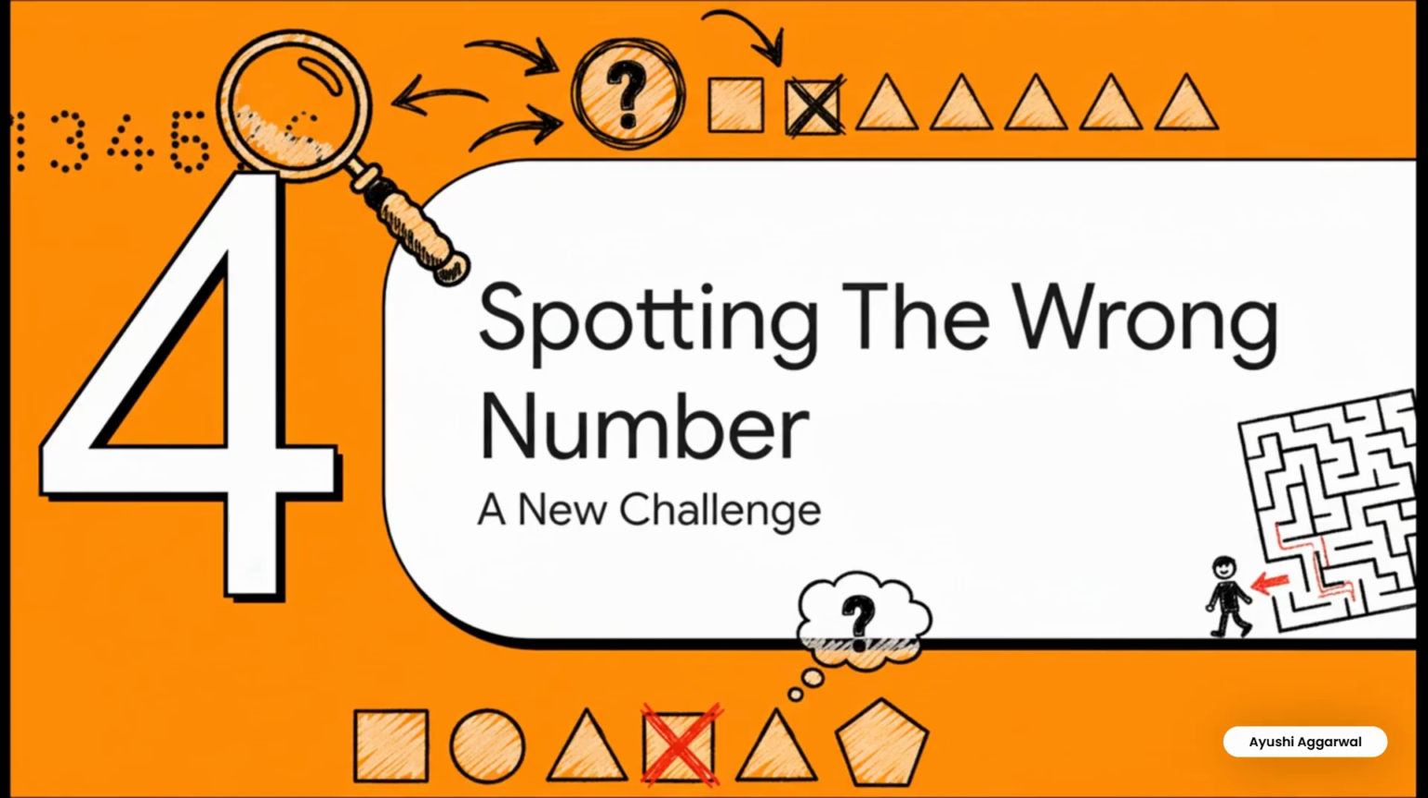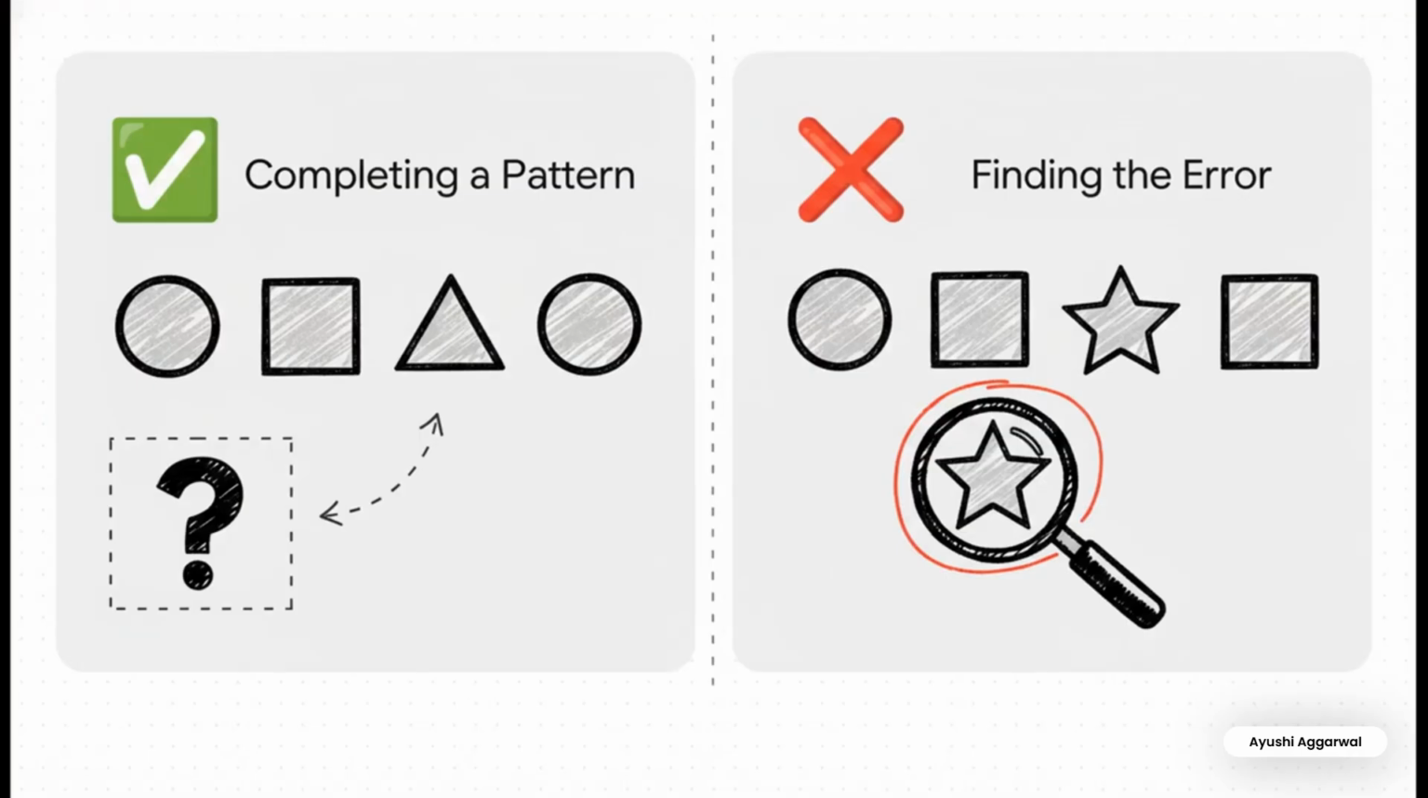All right, let's switch gears a bit. So far, our mission has been to find the missing number. But now we're going on a different kind of hunt. We need to find the wrong number. The core skill is the same. You still have to find the pattern, but your objective is just a little different. This slide makes the difference super clear.